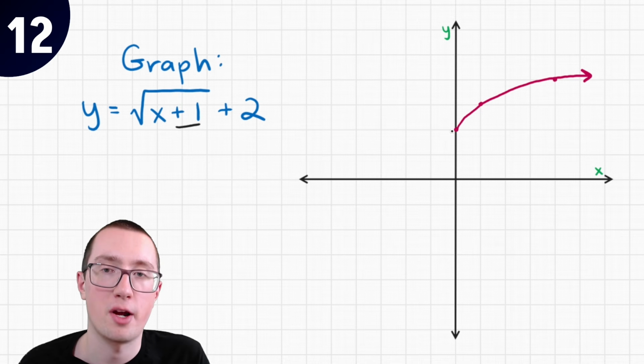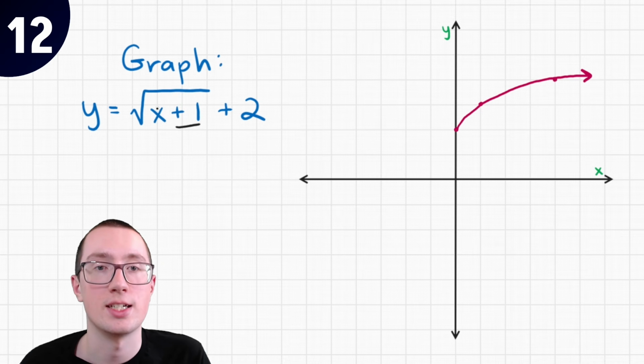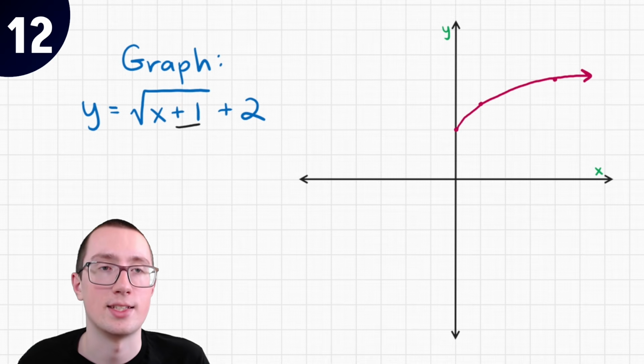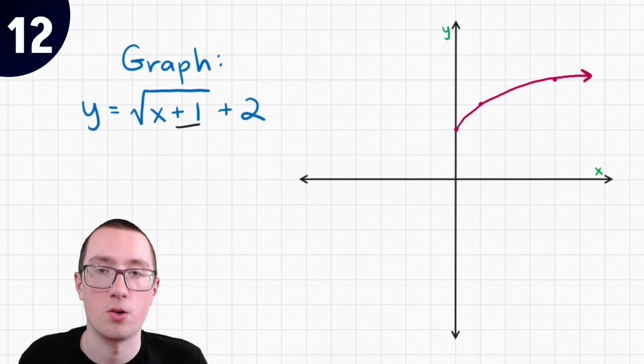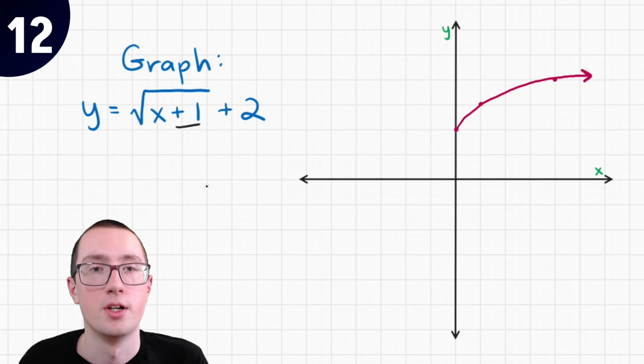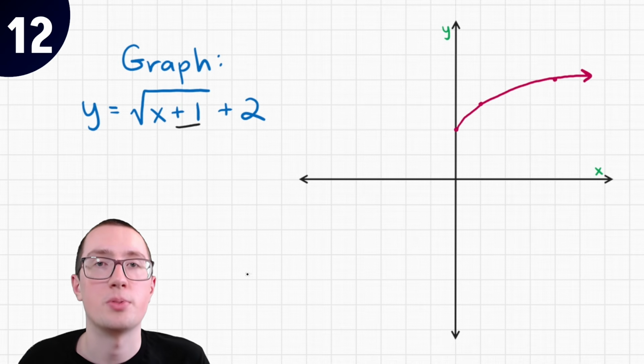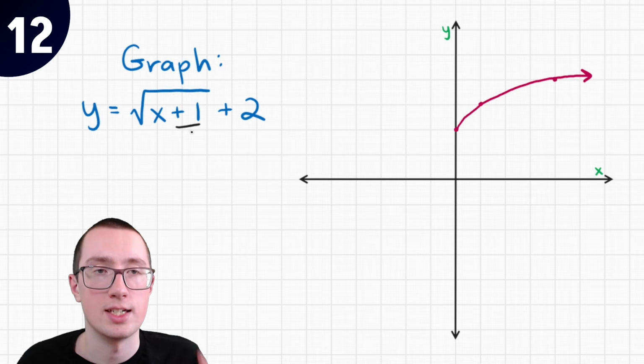Well, it's not going to move the graph up another 1 square because it's on the inside of the square root. And that's basically the same as if the +1 was inside of the parentheses when we did our little x squared problem. So this actually moves it left or right. And remember, it's the opposite of what you think. When it's on the inside of parentheses, then plus moves it to the left and minus moves it to the right. So a +1 is going to move everything 1 square to the left.